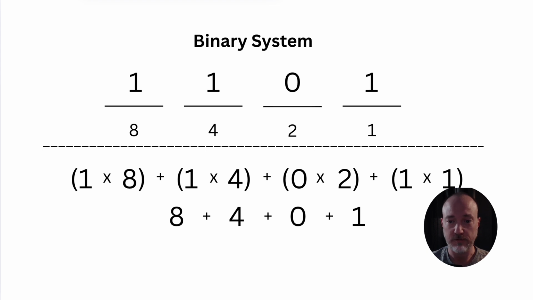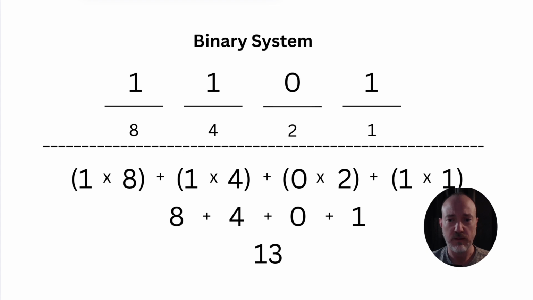1 times 8 is going to be 8. 1 times 4 is 4. 0 times 2 is 0, and 1 times 1 is 1. So when we add all these up, we get a decimal value of 13. So this is how we would convert from binary to decimal.